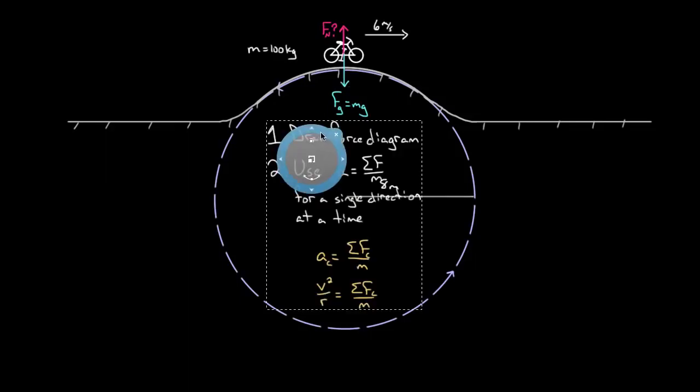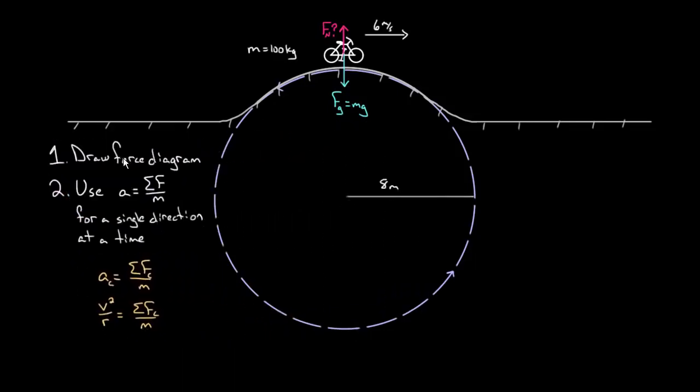We use the same strategy we used before. We're going to draw a force diagram, but we already did that. We're going to use Newton's second law for one of the directions, and the direction we're going to pick is the vertical direction. Now, is that vertical direction the centripetal direction? Yeah, it is, because into the circle is downward. Because this bike is at the crest of the hill, down corresponds to pointing toward the center of the circle, and upward corresponds to pointing radially away from the center of the circle.